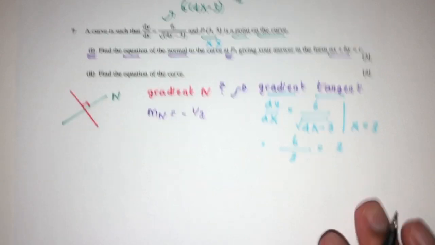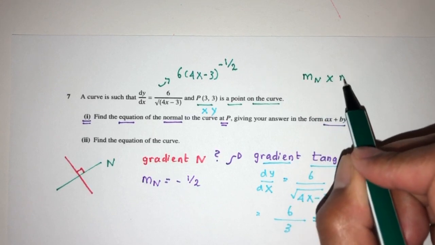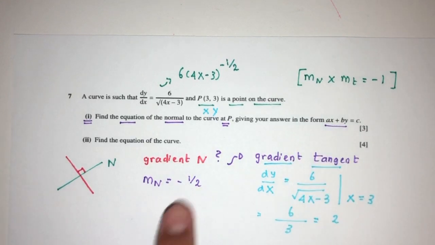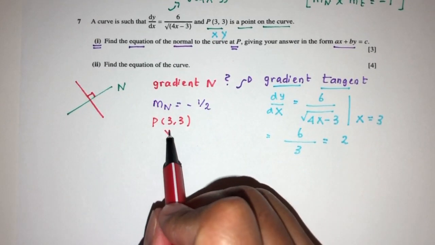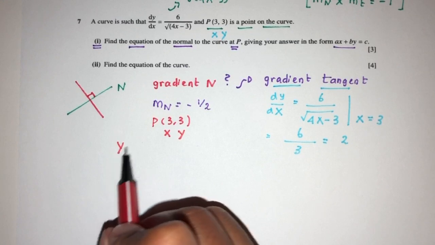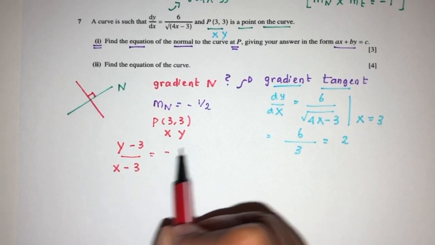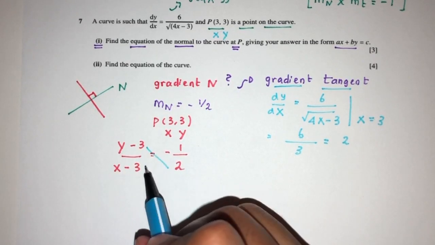Now of course we have to also know this: the gradient of the normal multiplied by the gradient of the tangent is equal to minus 1. So by using this knowledge, we can derive this. Now we have the gradient, we have the passing point P. We can find the equation. This is my x value and the y value. So (y - 3)/(x - 3) has to be minus half. Now we have to cross multiply to see what happens.